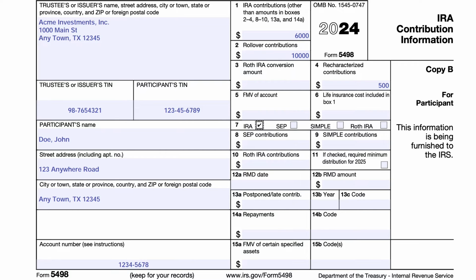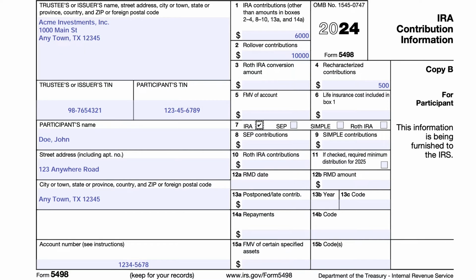Going over IRS Form 5498, IRA contribution information. So taxpayers probably will receive this form in either late April or May of the year following their tax year. For example, this is the newest version of IRS Form 5498.